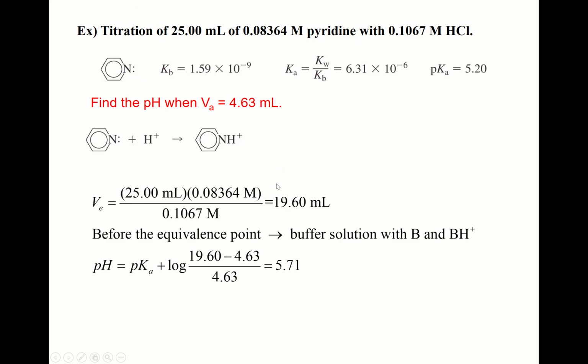Then here is an example. Let's consider the titration of 25 milliliters of 0.08364 molar pyridine with 0.1067 molar hydrochloric acid. As you know, this is pyridine. Pyridine has a nitrogen atom in its structure, and on this nitrogen atom there is an electron pair. So this is a base, and a proton can be bound to the nitrogen.